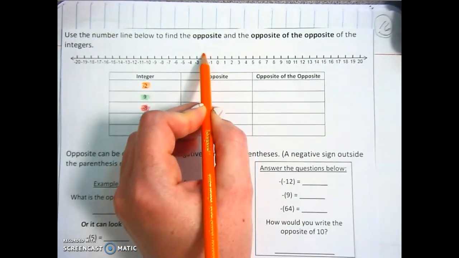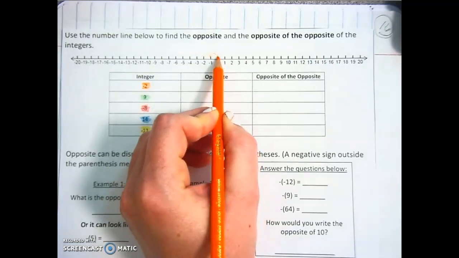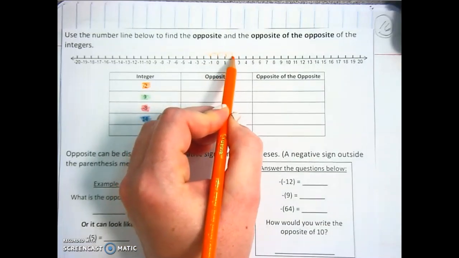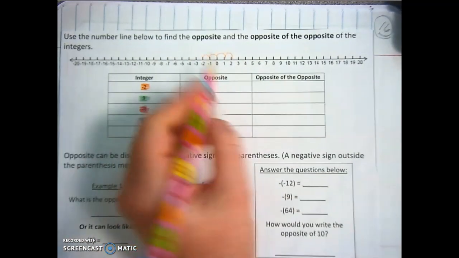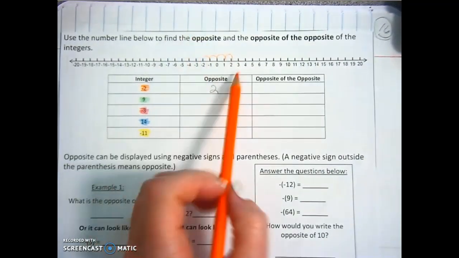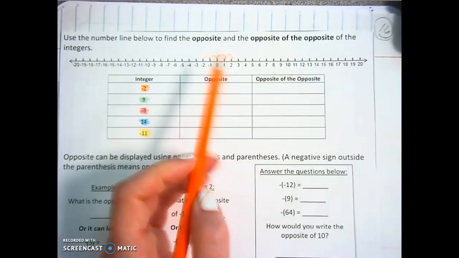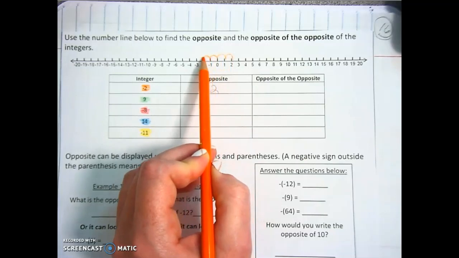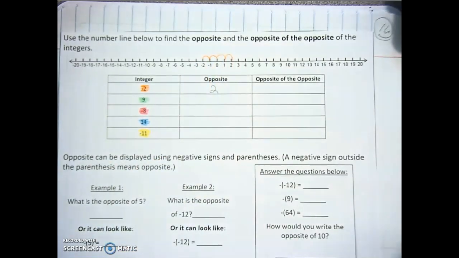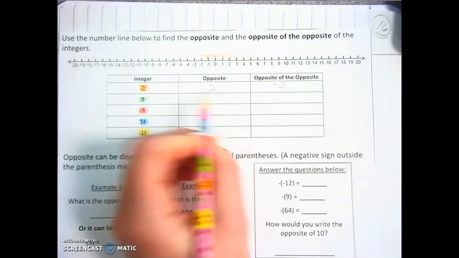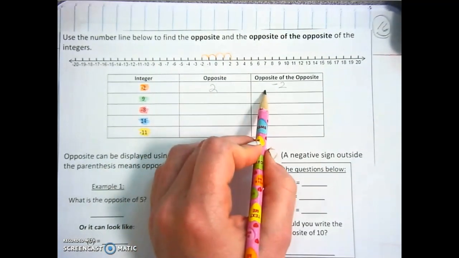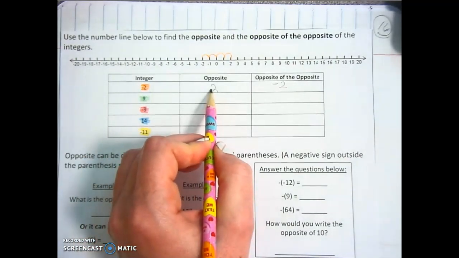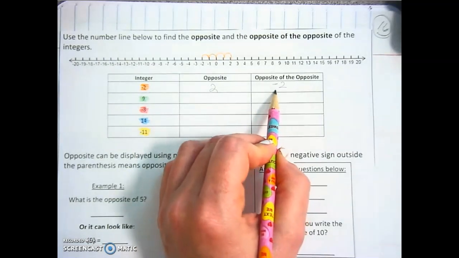So I start at -2, 1, 2. To find the opposite, I need to go 2 spaces in the opposite direction, which is to the right. 1, 2. So the opposite of -2 is +2. The opposite of the opposite would be, well, if it takes 2 spaces to get back to 0, I need to go 2 spaces to go to the opposite. That takes me back to -2. So the opposite of the opposite, which is +2, goes back to -2. So the integer is -2, the opposite is +2, and the opposite of this one is -2.